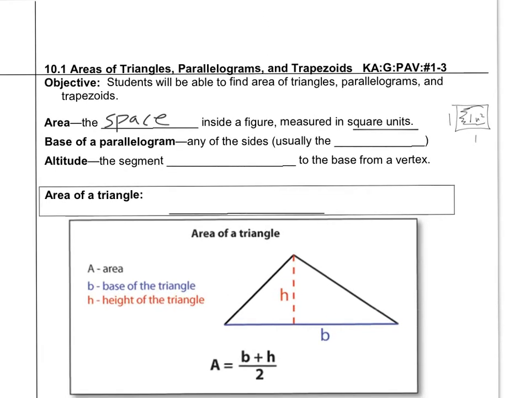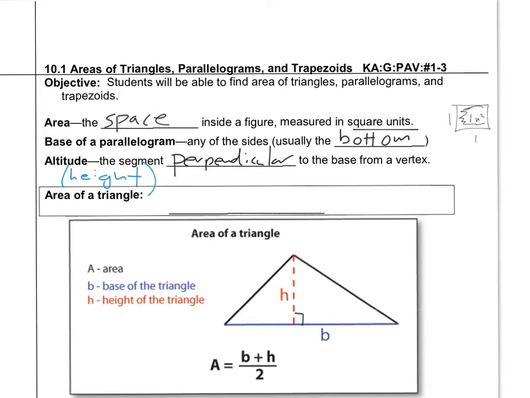The base of a parallelogram is really just any of the sides, but usually we refer to whatever's on the bottom. And the altitude is the segment that is perpendicular to the base from a vertex. So here you'll see that it's perpendicular to this base down here. We could add in a little right angle symbol. The H, we also call it the height, it's the same thing as the altitude. So you might want to write height here. Those are interchangeable words. It is always perpendicular to the base, and it goes through one of the vertices, meaning it goes through the top corner here.